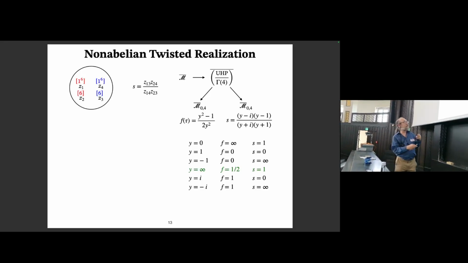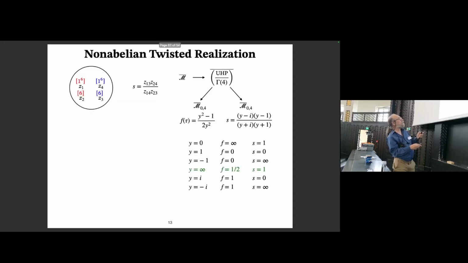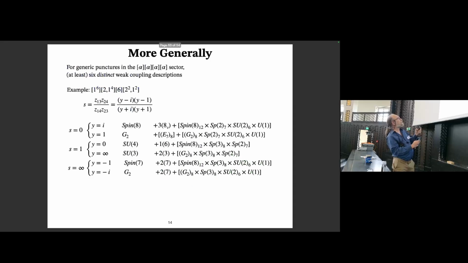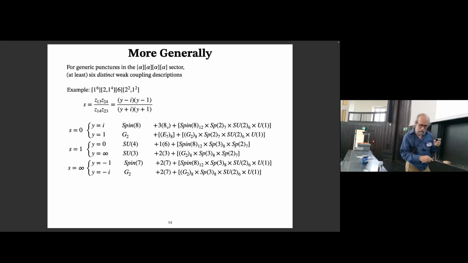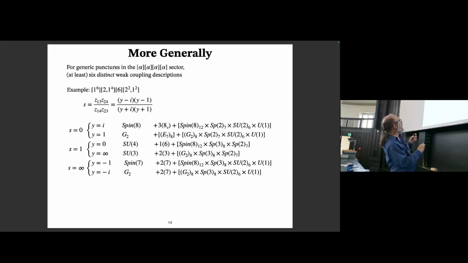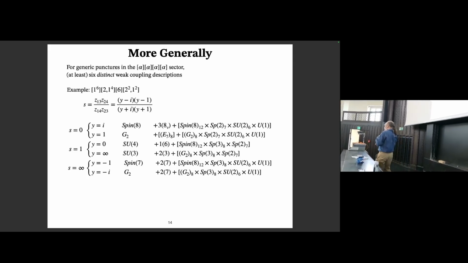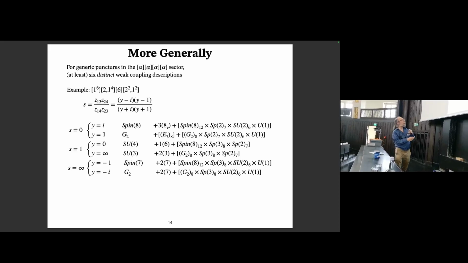space of gauge couplings. And the actual thing is some slightly more complicated covering of this space that I'm not going to try to explain at the moment. More generally, if I take 4 punctures in the alpha twisted sector, I will find at least 6 distinct weak coupling descriptions in this one-dimensional conformal manifold, which is rather exotic.